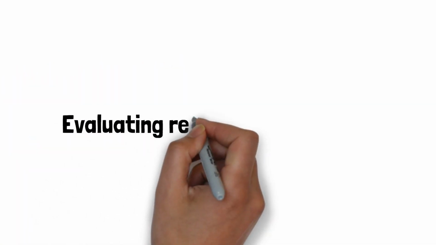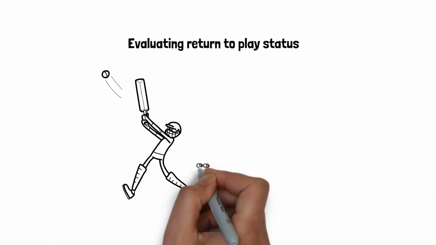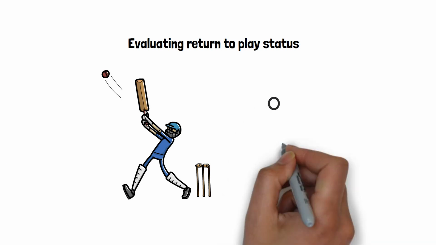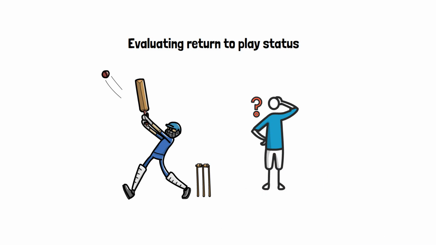Evaluating return to play status. Before we allow an athlete to return to sport, we are going to want to make sure that it's safe for them to do so. If we can evaluate their force data against known benchmarks for that sport or previous data for that individual, we can use that data to inform our decisions about the potential risk levels and whether or not they're going to be safe to return to either training or competition.